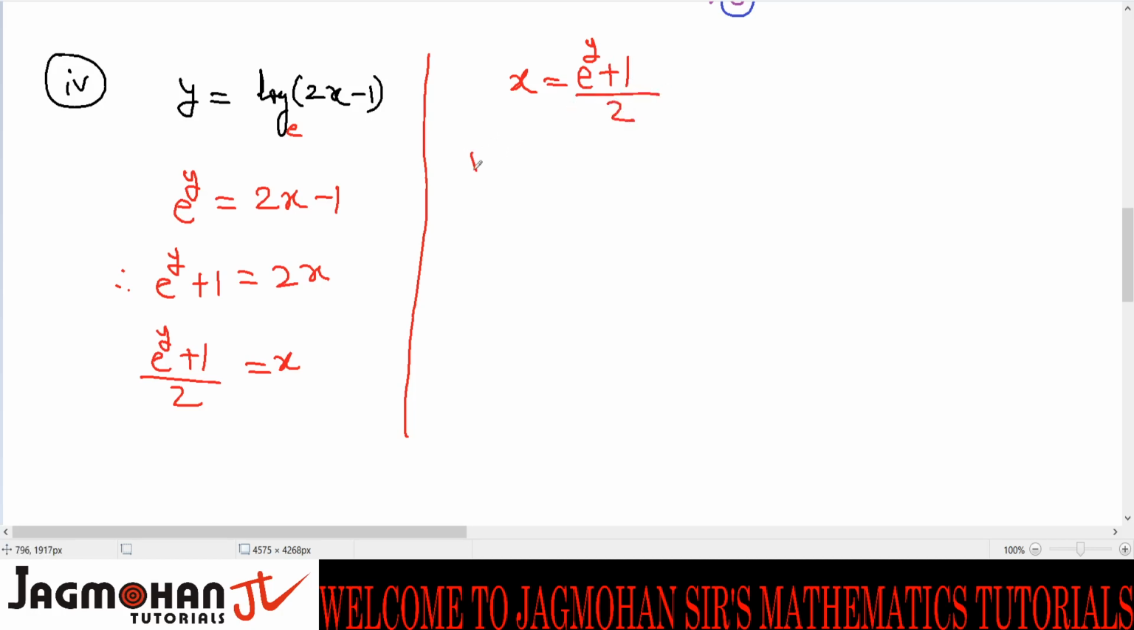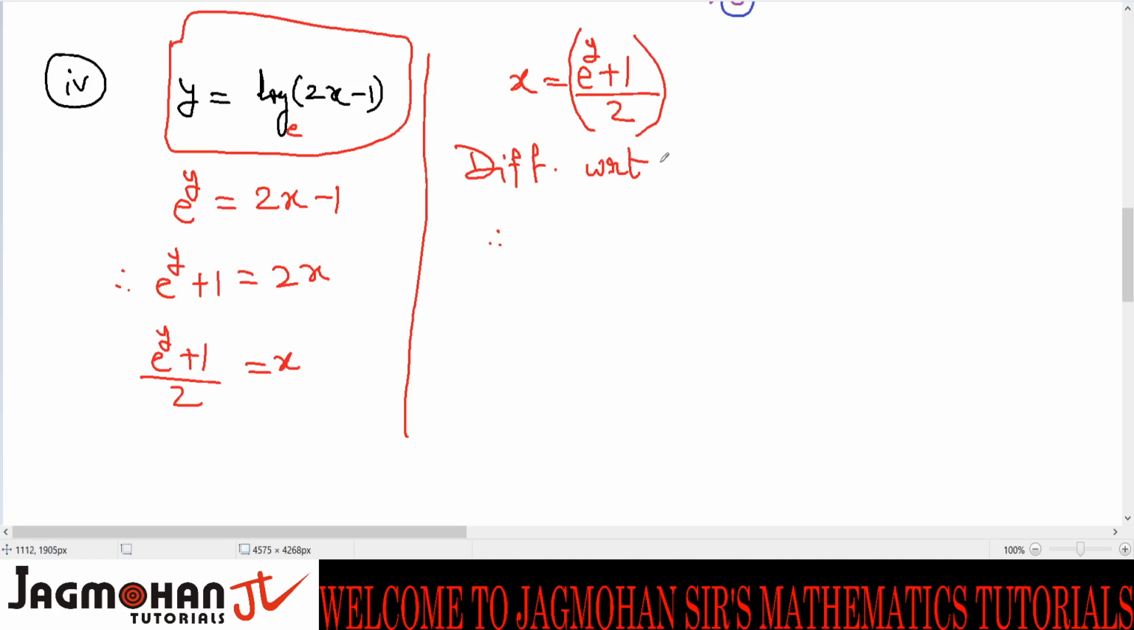The next step I will write: differentiating with respect to x. I'm sorry, I made a mistake here. I will differentiate with respect to y. Why, students? Because I got the function x equals f inverse of y, where we had y equals f of x. So I will differentiate with respect to y. I will get d by dy of x equals d by dy of e raised to y plus 1 upon 2.